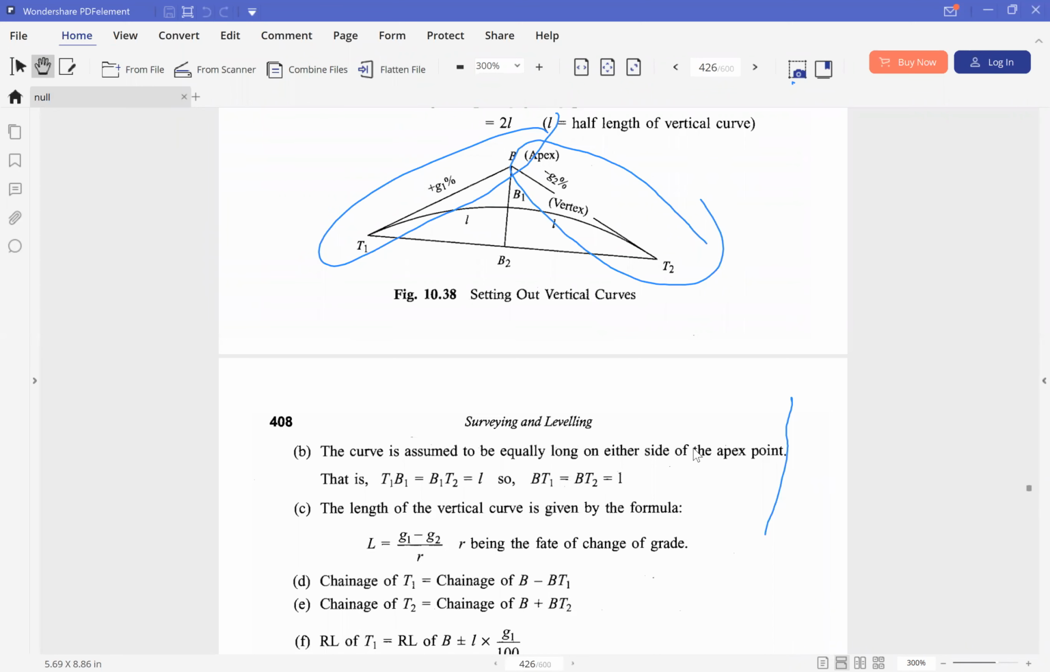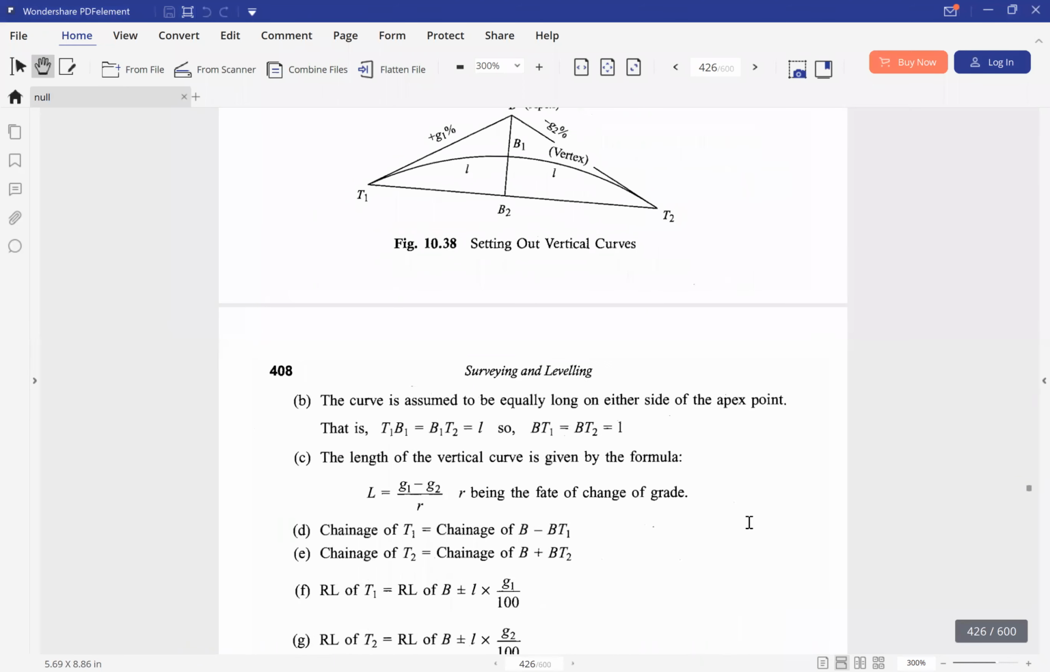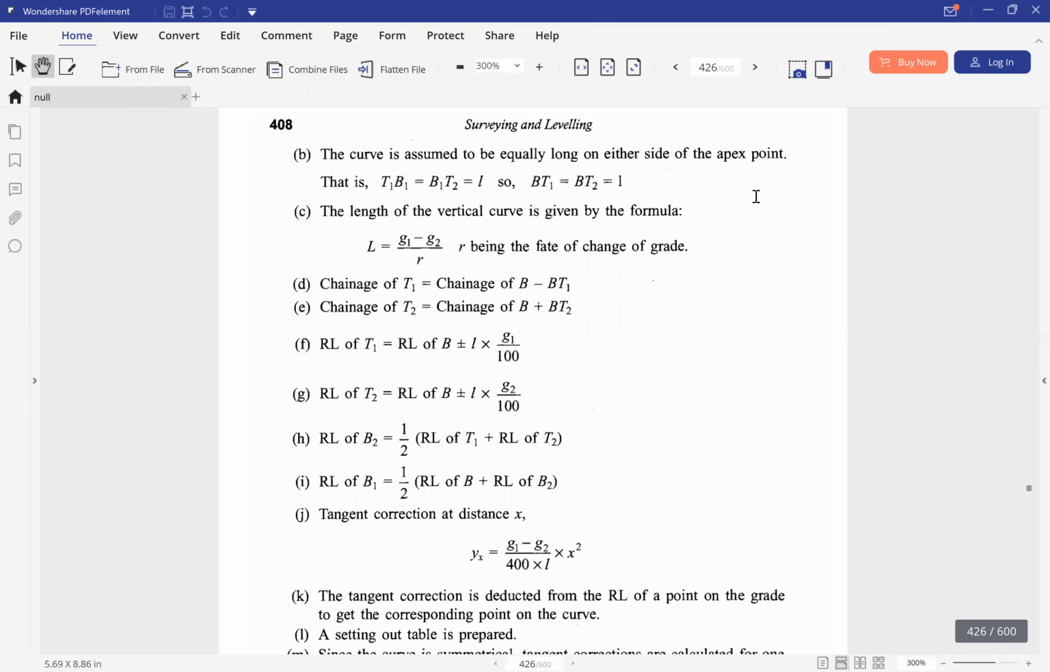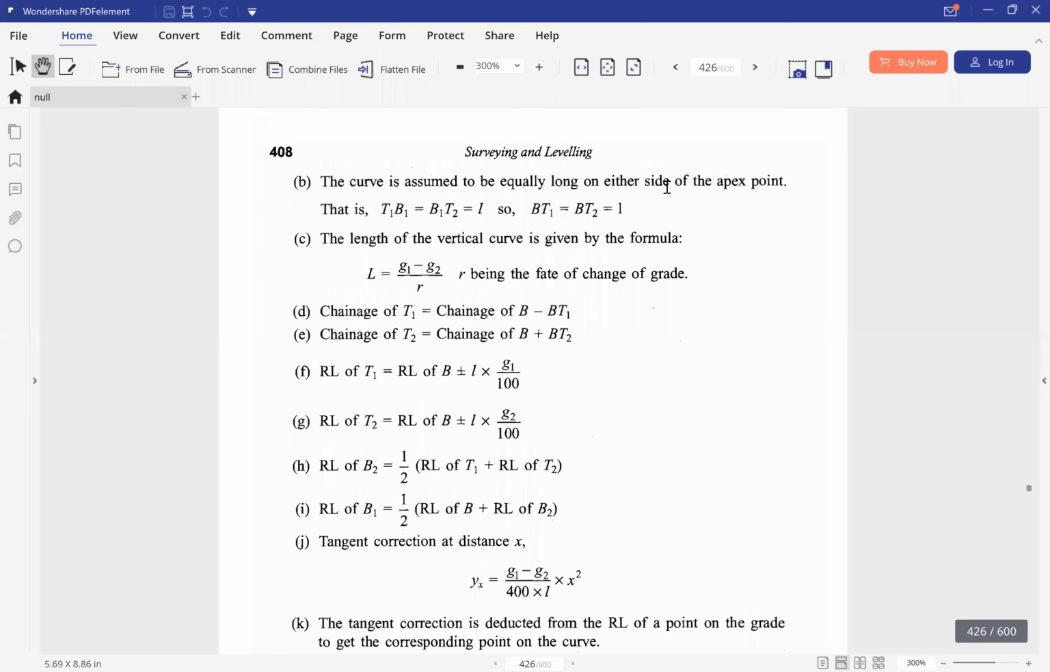And then the reduced level of T1 will be equal to the reduced level of B plus or minus length into G1 by 100. Similarly, the reduced level of T2 is the reduced level of B plus or minus L into G2 over 100. And the reduced level of B2, as you can see in the figure, will be an average of the reduced levels of T1 and T2, so half of the reduced level of T1 plus T2. And the reduced level of the apex point B1 will be half of the reduced level of B plus the reduced level of B2.